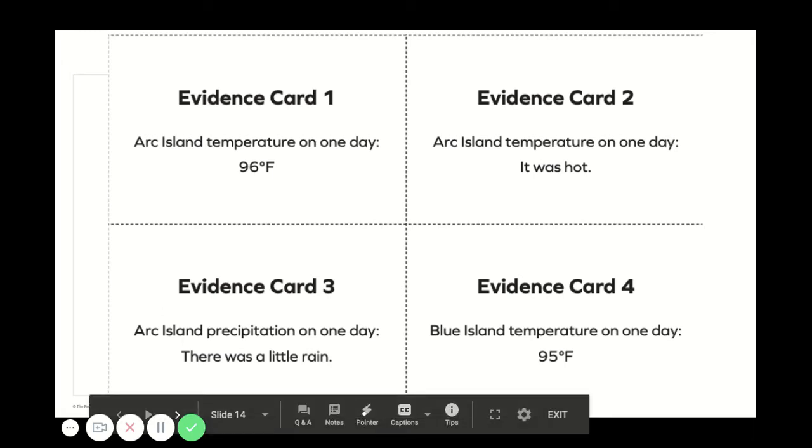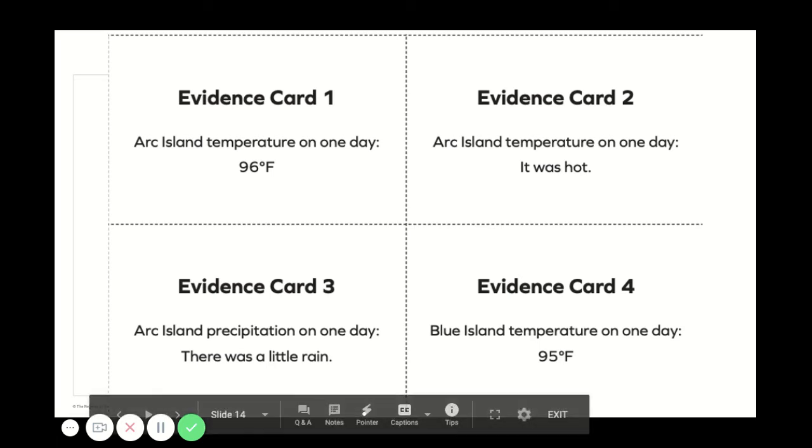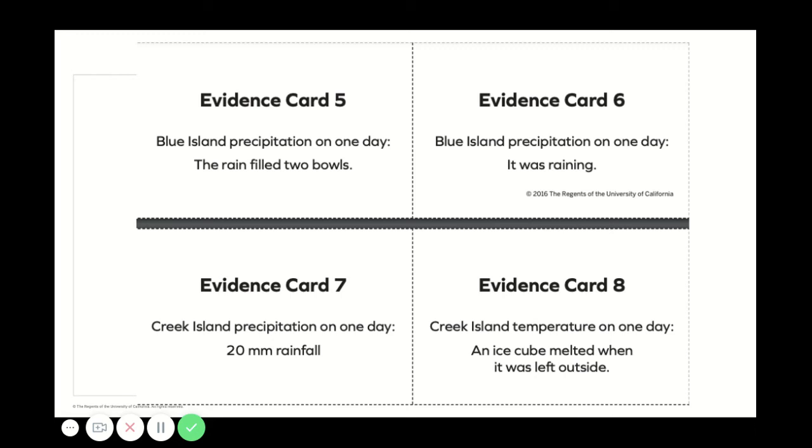I'm going to read the rest of the evidence cards, and you're going to write your card numbers in the boxes for strong or weak evidence. Evidence card 3. Ark Island precipitation on one day. There was a little rain. Evidence card 4. Blue Island temperature on one day, 95 degrees Fahrenheit. Remember, you can pause the video if you need to think about the evidence.